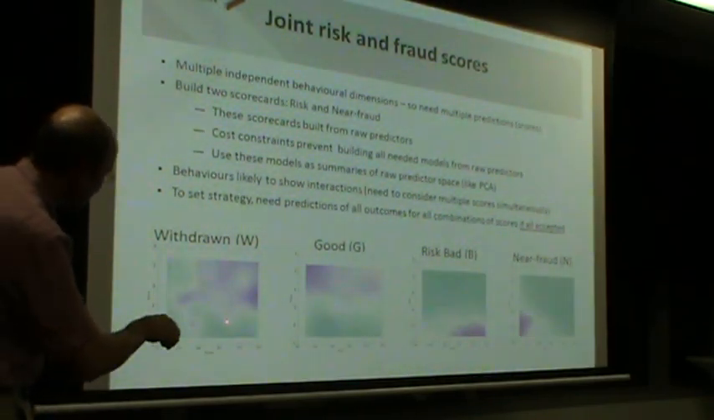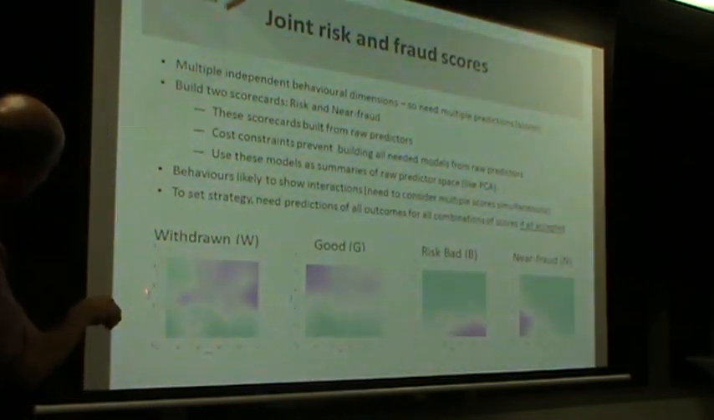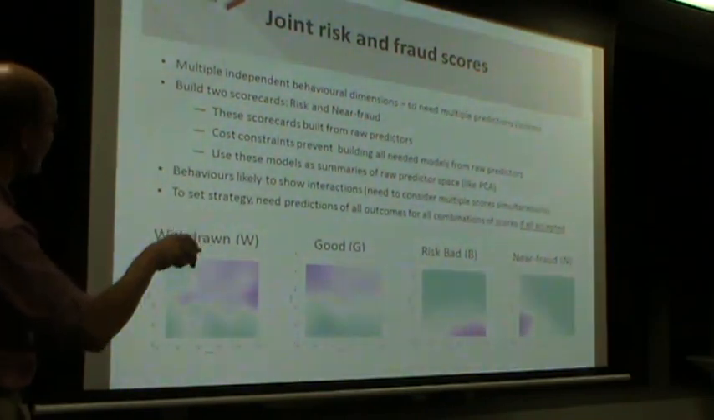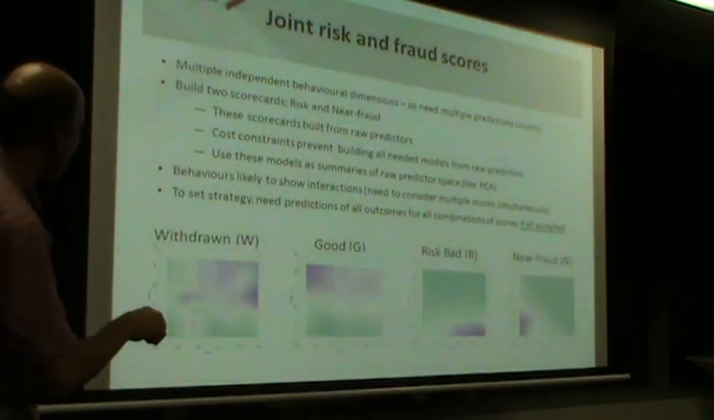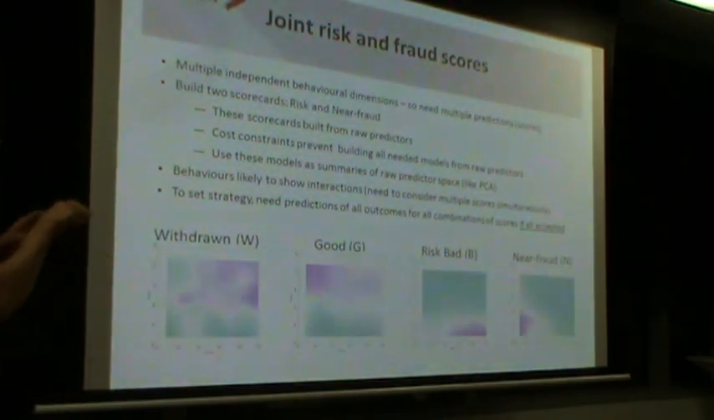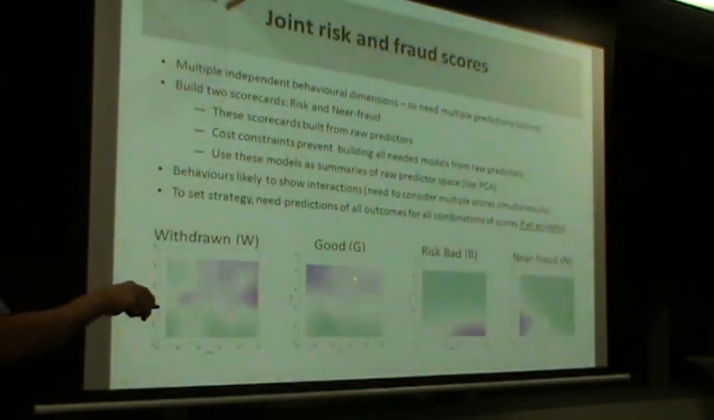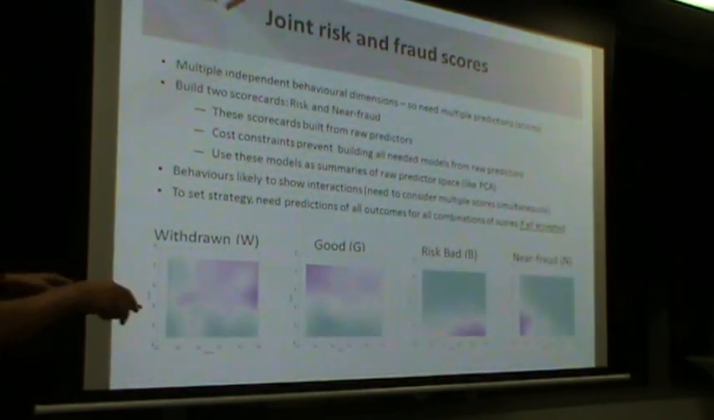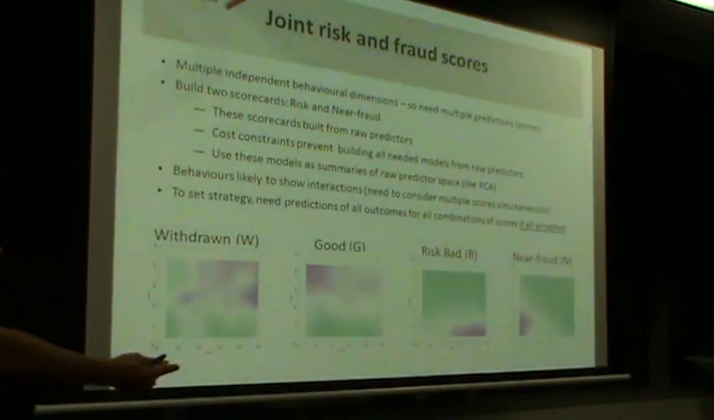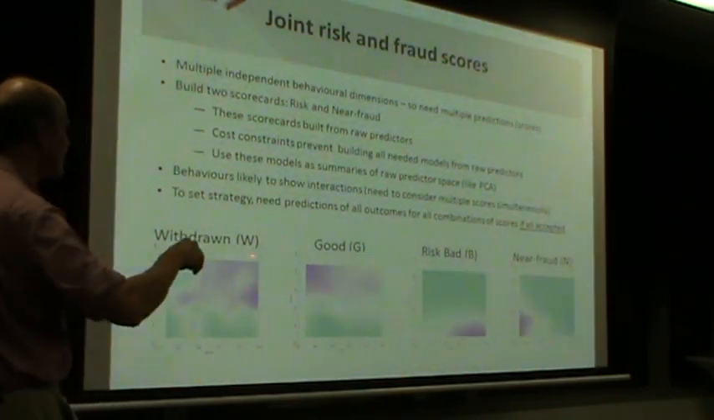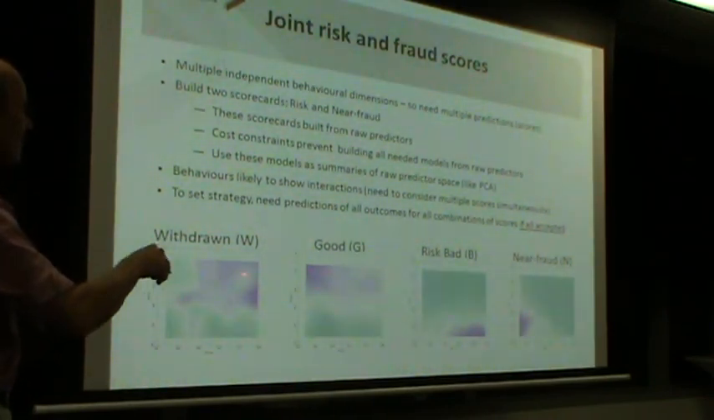So all these diagrams down here have the R score on the vertical axis and the N score, which are the risk scores and the near fraud scores, on the horizontal axis. And so the aim is to end up with these models which are showing what's the probability of being withdrawn as a function of those two scores, what's the probability of being good as a function of those two scores, and so on.